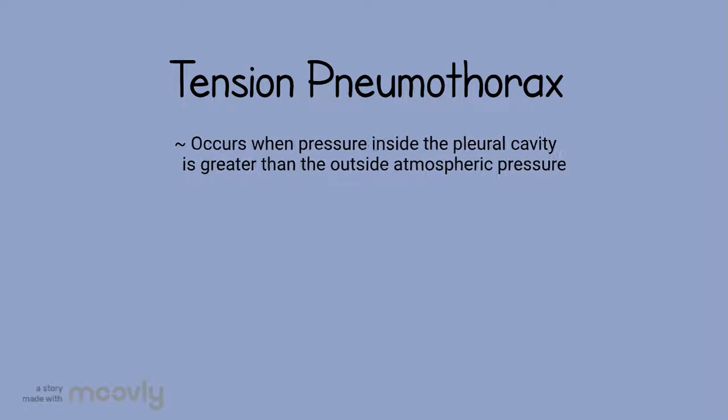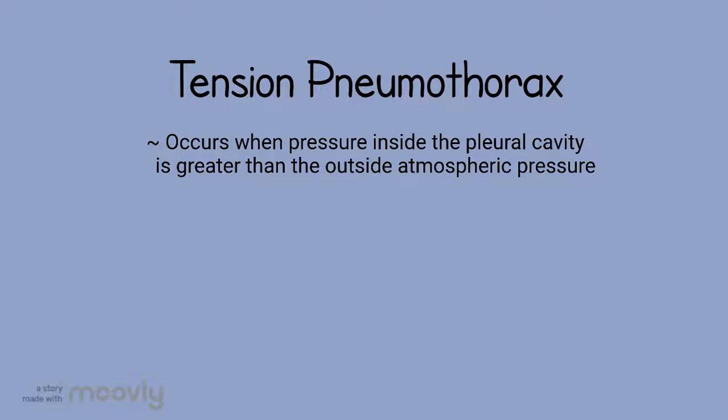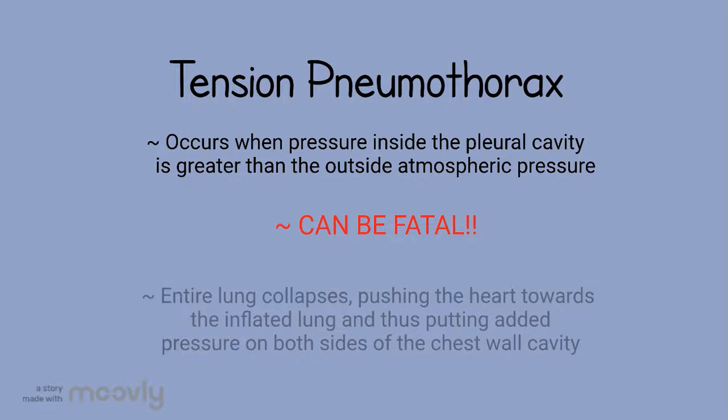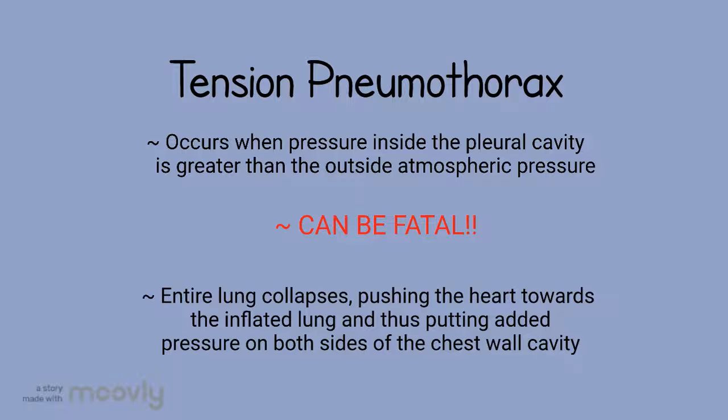The second is a tension pneumothorax, which occurs when pressure inside the pleural cavity is greater than the outside atmospheric pressure. Tension pneumothorax is fatal because it can cause the entire lung to collapse, pushing the heart towards the lung and thus putting pressure on both sides of the chest wall cavity.